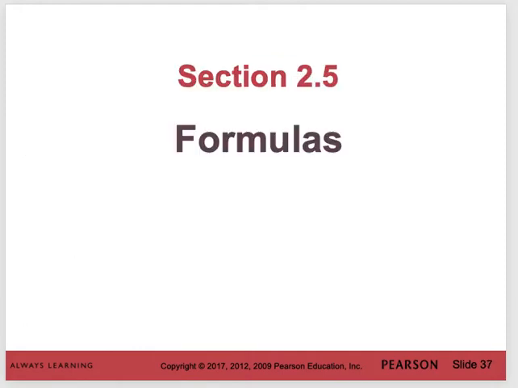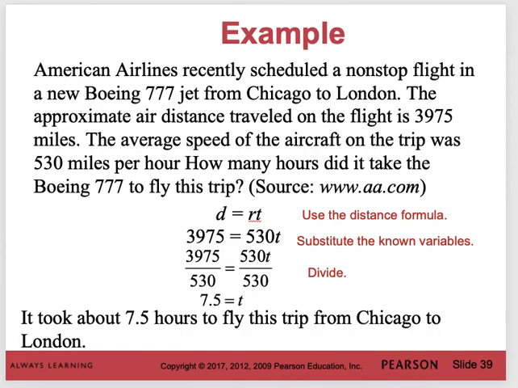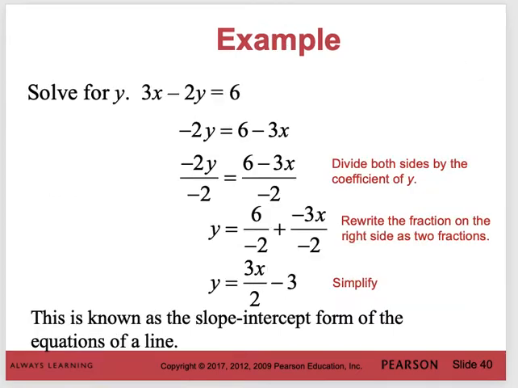In section 2.5, our focus is on formulas. Formulas are used to solve real-life situations. An example of a formula is distance equals rate times time. So using d equals rt, you can use the information from the story problem to replace the variables with our numbers and solve for the missing variable. In this case, you are provided with the distance and the rate, and all you need to do is find the time.